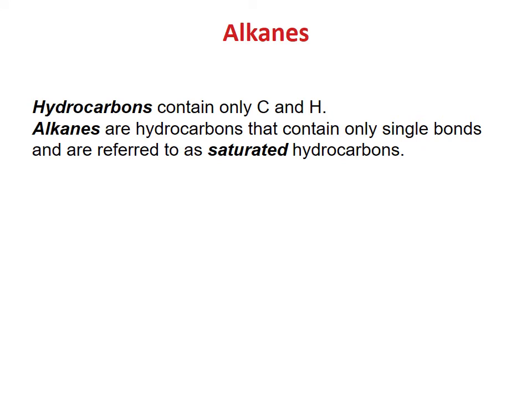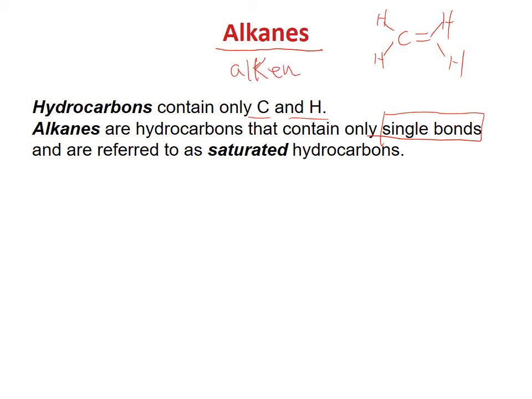Let's now discuss alkanes. You already know hydrocarbons contain only carbon and hydrogen. Alkanes are hydrocarbons that contain only single bonds and are referred to as saturated hydrocarbons. Compare with the compounds with a double bond, for example here. This is called an alkene. Note ENE for double bond and ANE for single bond molecules.